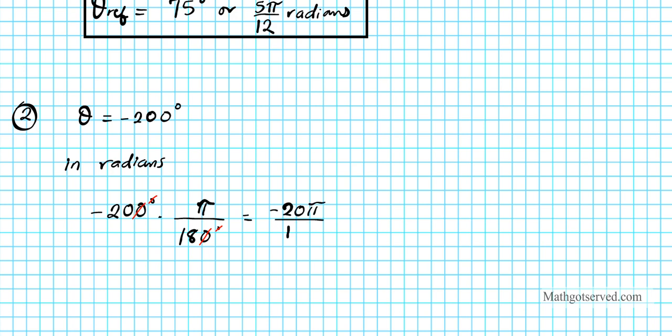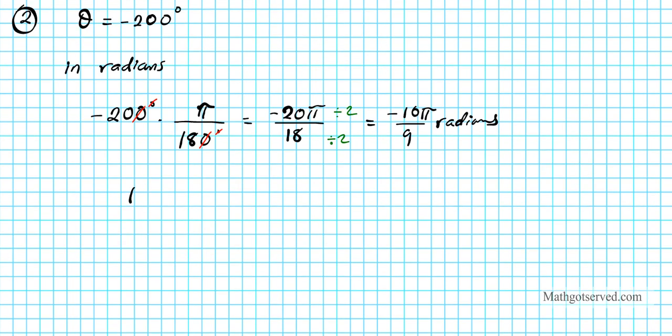This can be reduced further. 2 goes into 20 and 18, so if I divide the top and bottom by 2, I'll end up with negative 10 pi over 9 radians. Alright, so theta in radian form is negative 200 degrees or negative 10 pi over 9. Now what we're going to do next is sketch the graph of our angle.